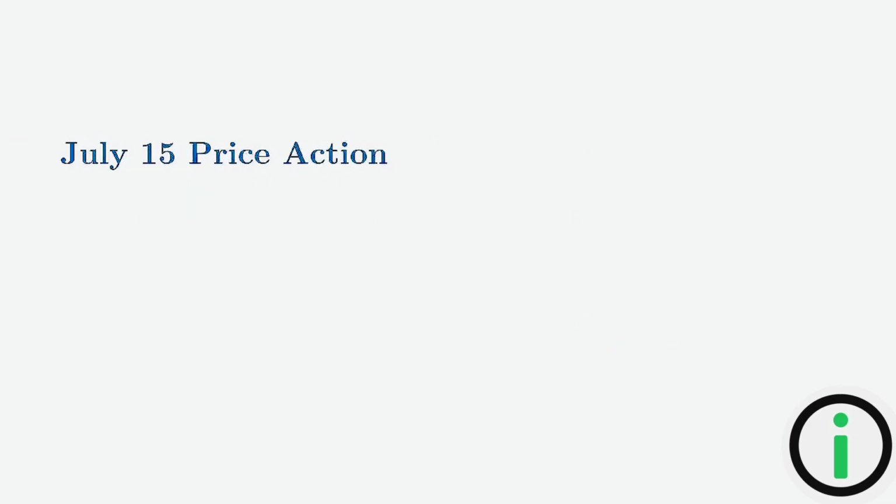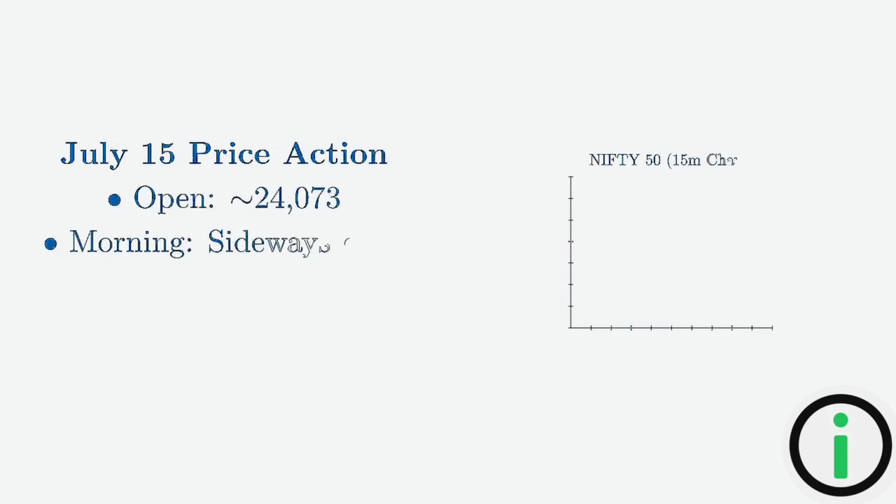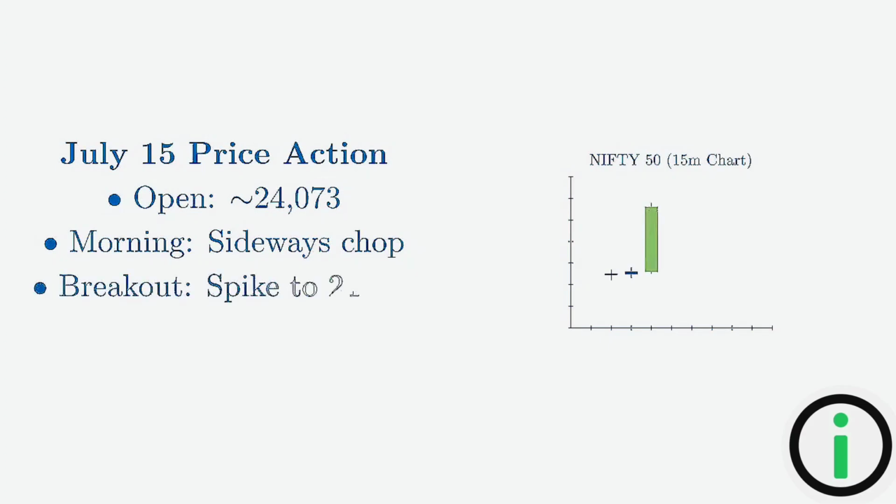To understand the movement, we need to look at the intraday price action. Nifty opened near 24,073 and spent the morning chopping sideways. Suddenly, we saw a sharp jump in one strong green candle to test the day's high at 24,240. However, the market rejected those highs immediately. Price was slammed back down almost as fast as it went up, hitting a low of 24,020.